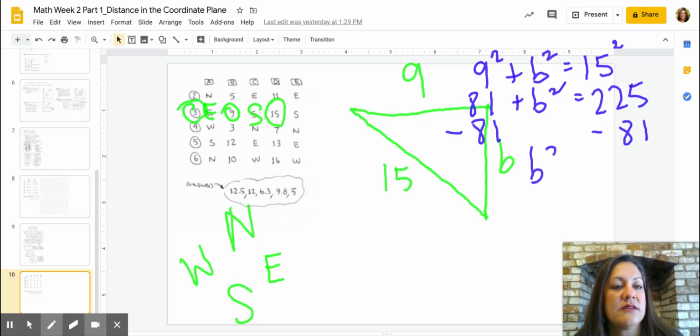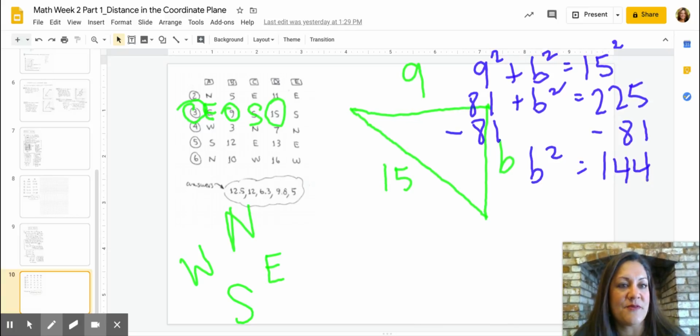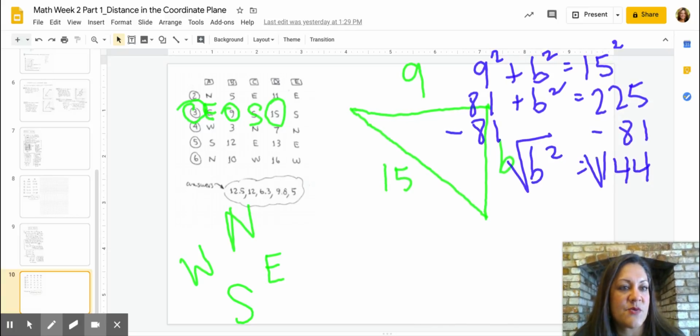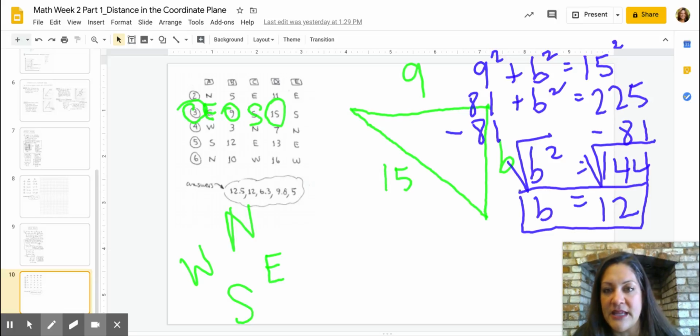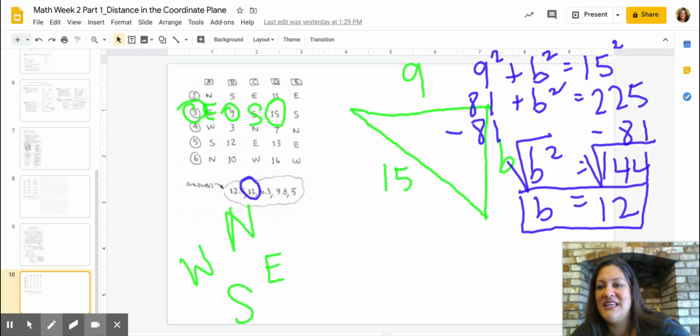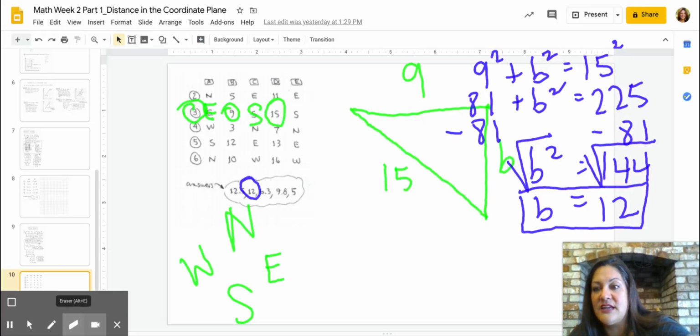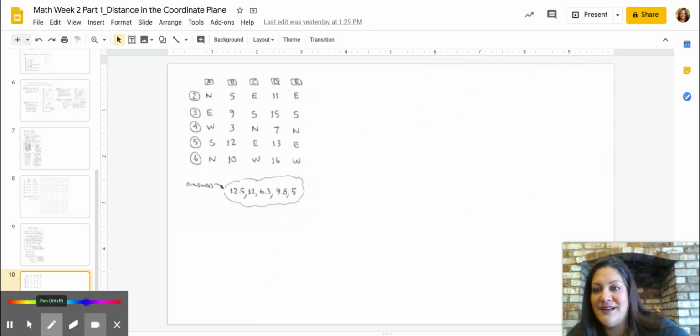$144. And I know that that is a perfect square. Square root of 144 is 12. Check my answer key. There it is. Okay. That was number 3. Try not to skip any this time.